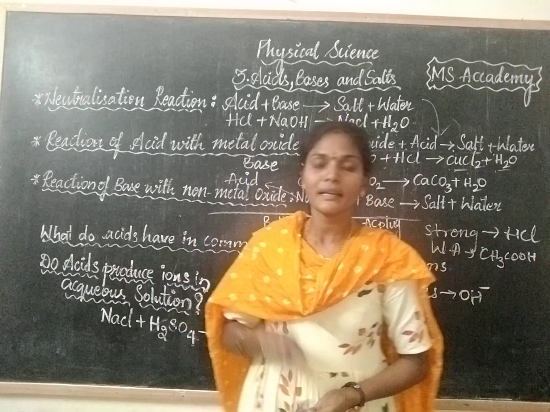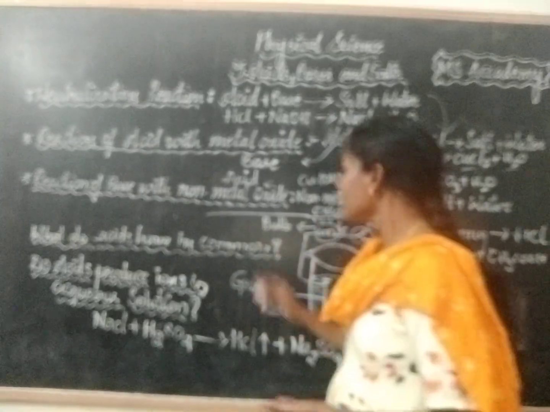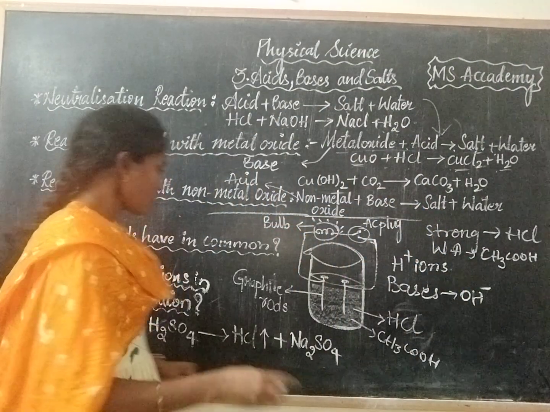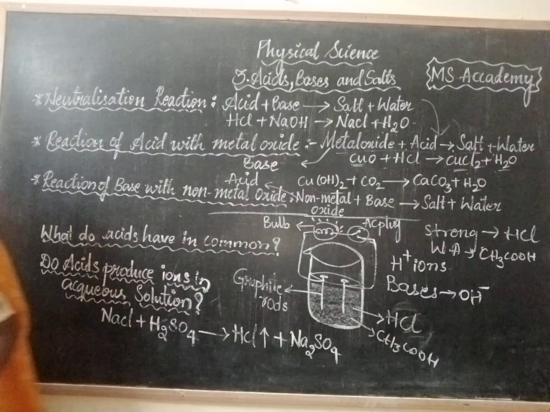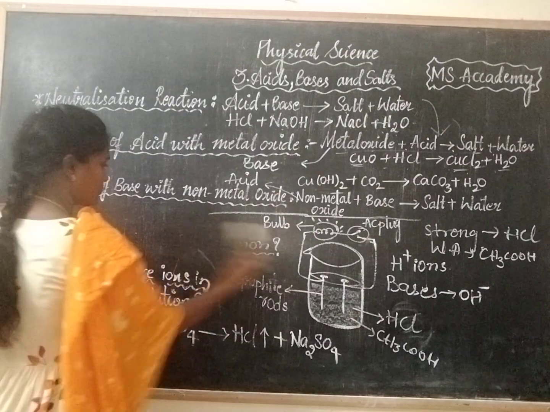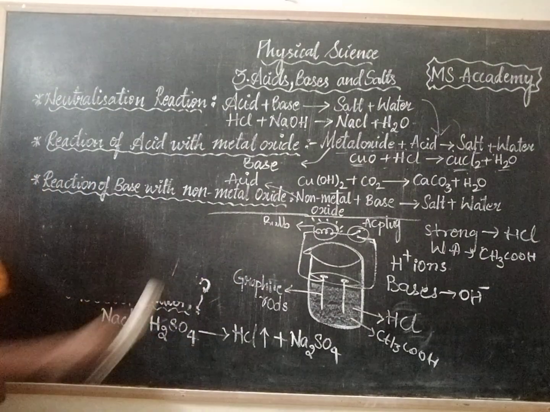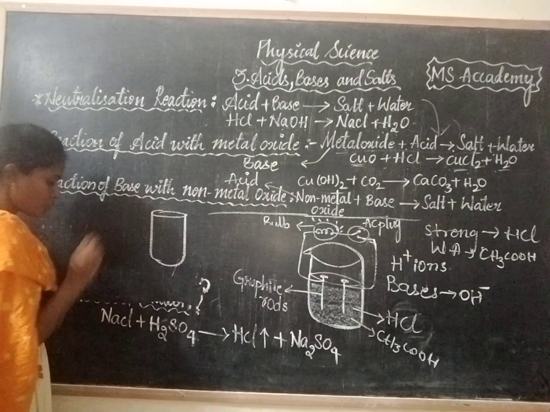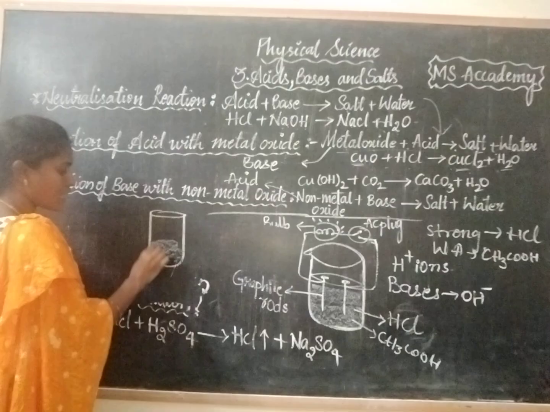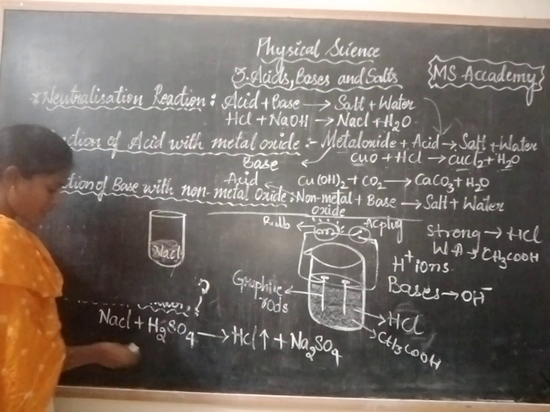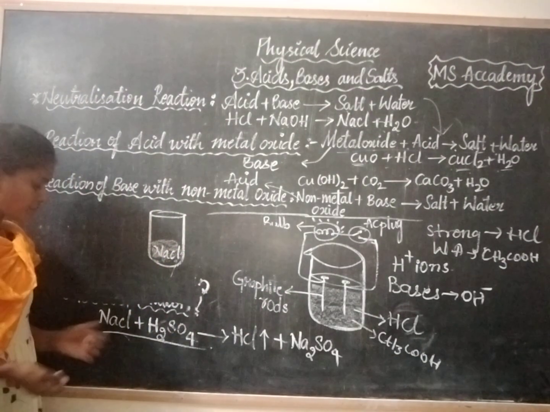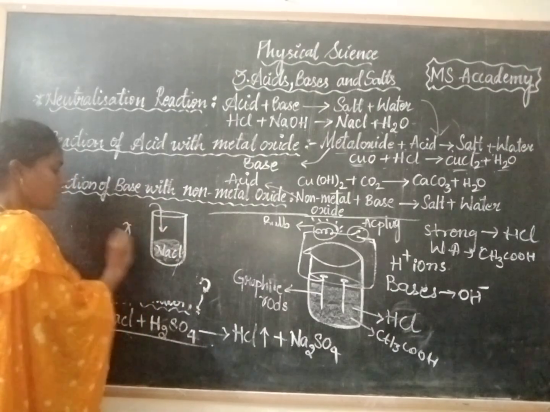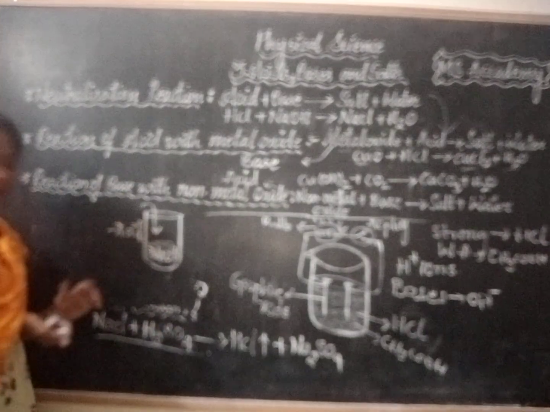So for this let us do a small activity. What is the activity we have to do? Take one test tube. Yes, I have taken a test tube, and to this test tube first I have taken salt, NaCl. Okay, so you can see the equation here. Yes, I have taken a salt and I have added an acid, sulfuric acid. To this salt I have added an acid.